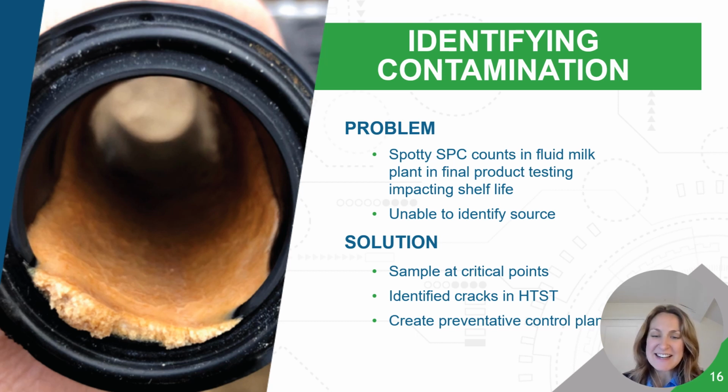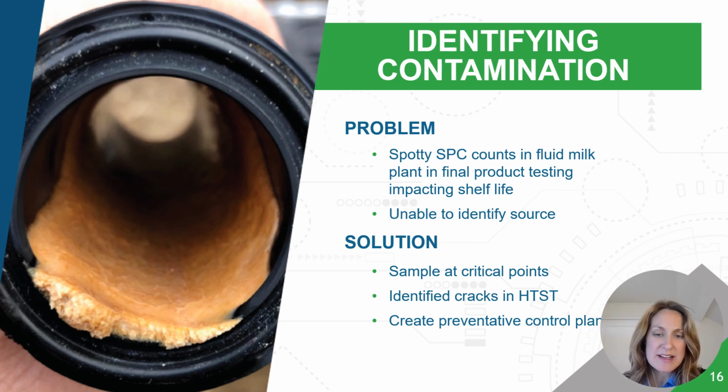I'll talk about a couple of case studies to illustrate how sampling or process monitoring can help improve product quality. The first one is a fluid milk plant that was having some spotty issues. They were having variable total plate counts that would go up and down week to week, and they weren't able to understand why sometimes they could meet their shelf life, and then some weeks they would be 5 or 10 days under. So they needed to gain some control so that they weren't losing product and losing customers.